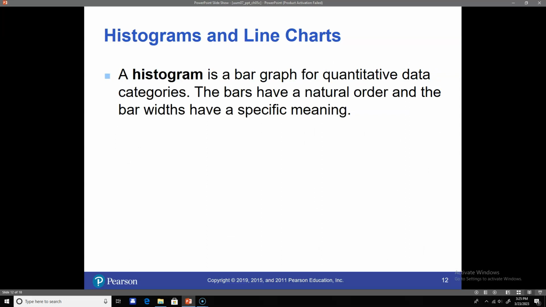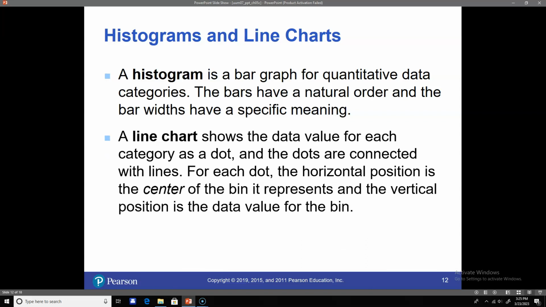So the histogram that I've already mentioned, this is a bar graph, but a lot of people don't like to use the word bar graph because there are some differences. But basically, the categories are created with bins based on quantitative data, and they have natural order. The bar widths have a specific meaning, and typically they're consistent based on the length of the interval. And every histogram I see typically has no space between the bars. They abut each other.